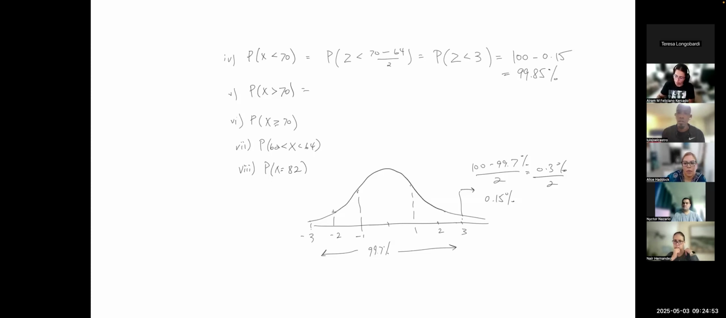Number 5. 0.15%, the other way. And then what is the next one? What is 6? Professor, what really got me there is the greater than or equal. I don't know if that equal had any effect on the problem itself.